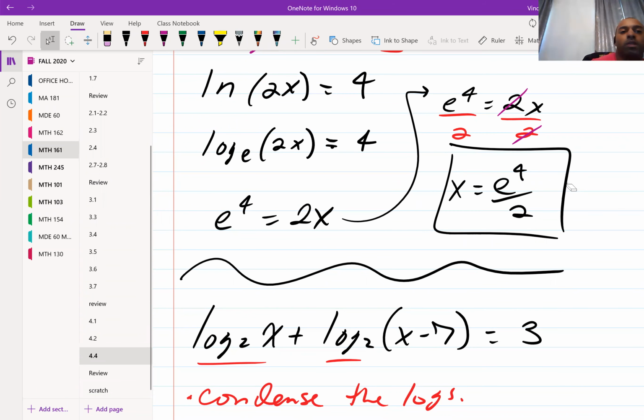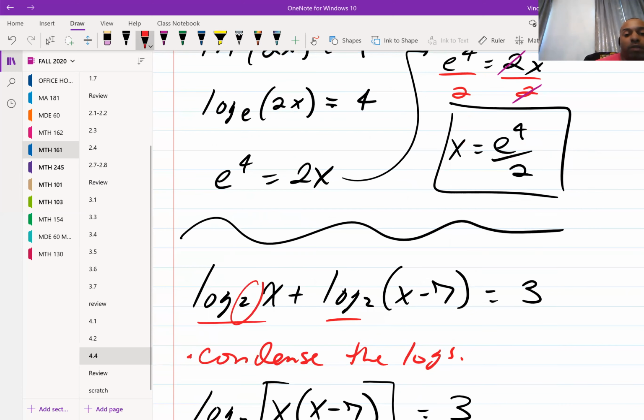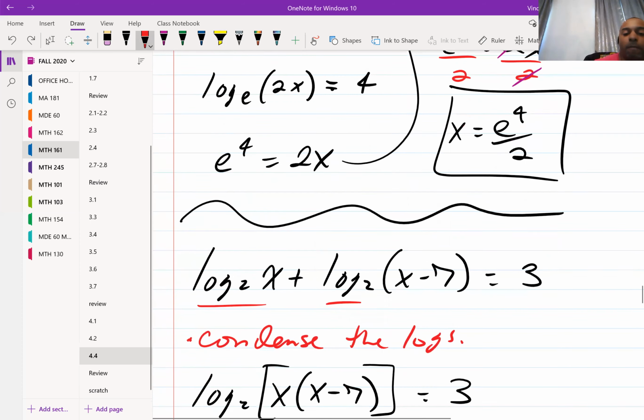All right. Next type, we have log base 2 of x plus log base 2 of x minus 7 equal to 3. So if we have this scenario, we want to condense the logs. In other words, bring your logs together to write as a single log. Now remember, you only can do this if the bases are the same. If the bases are not the same, then you have to do something else.